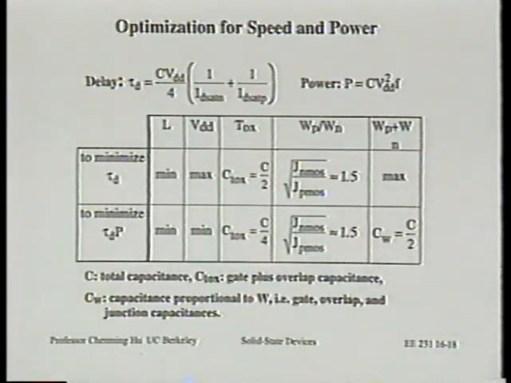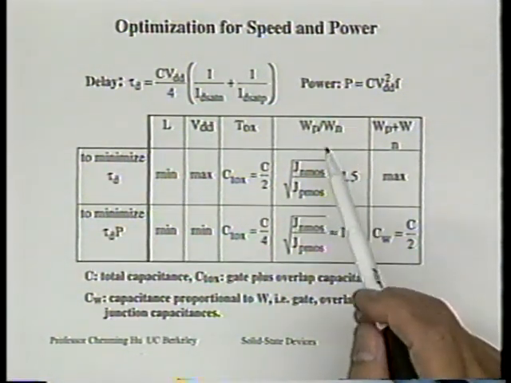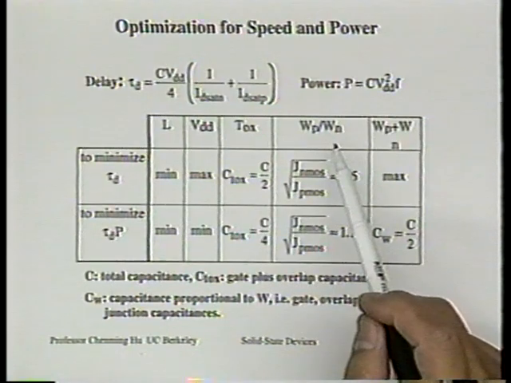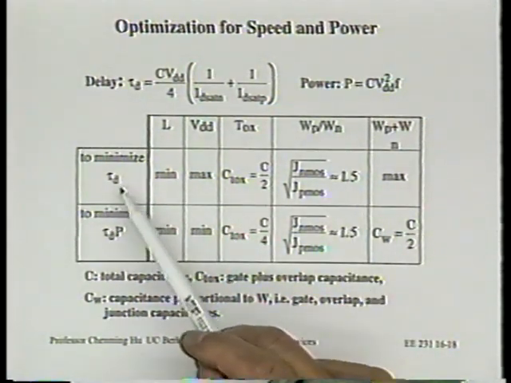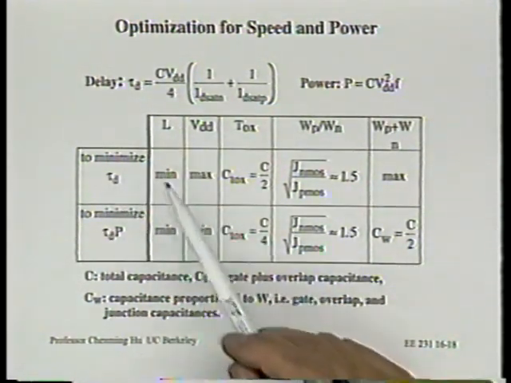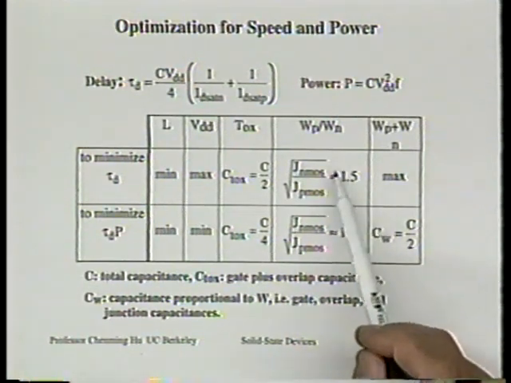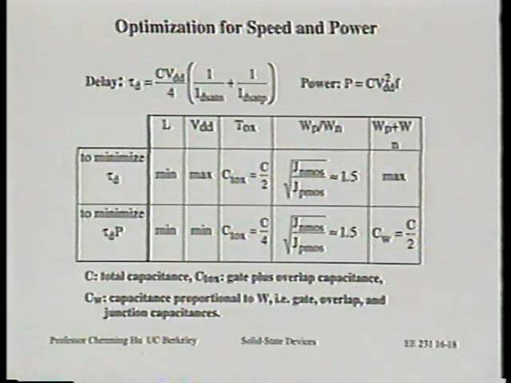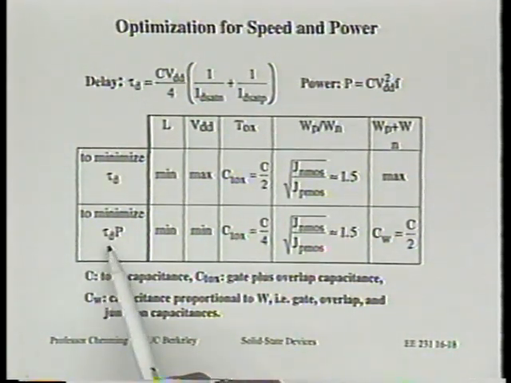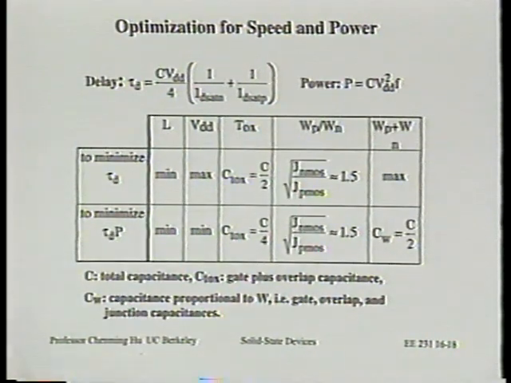Okay? One thing we did last time is to show that just for the purpose of minimizing this delay time, one can argue that the WP/WN ratio should be 1.5. Well, it turns out if you want to minimize the product of the delay time and power, you can show this is also the right ratio of WP/WN. Okay?